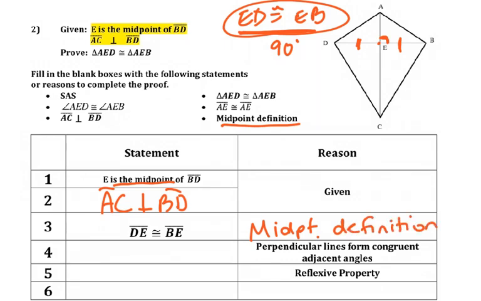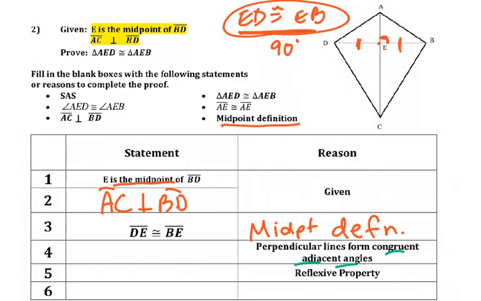Actually, here's the official way. Midpoint can be abbreviated like that, you're just losing a couple words, and the actual abbreviation for definition is that. So you can write it like that. Okay, number 4, it says blank. So some statement. The reason for the statement is perpendicular lines form congruent adjacent angles.